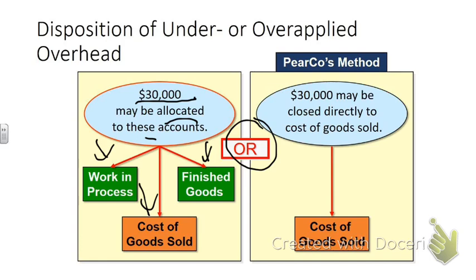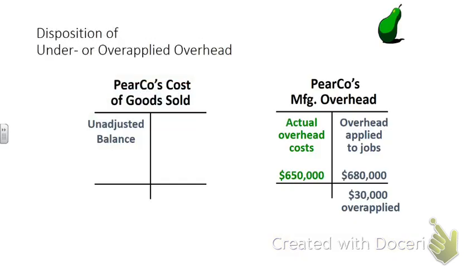So the quick down and dirty way to do it, and the way I suggest you do it, is just take the 30,000, close it to cost of goods sold, and be done. Okay, that turns that 30,000 either to increase or decrease the expenses depending upon whether it was over or under applied, and I'm done with it then. Okay? And maybe what I need to do then is to change my overhead rate to account for the fact that I've over or under applied my overhead.